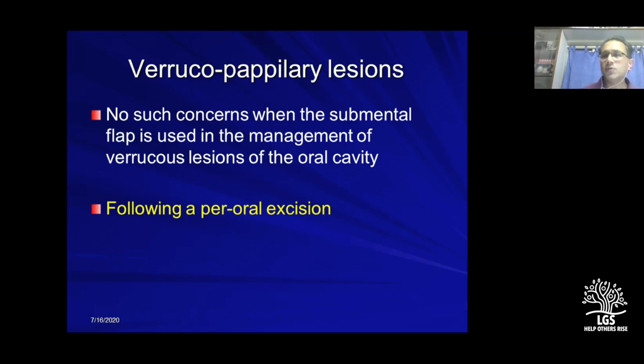So when you're using these flaps for the management of verruco-papillary lesions, per se, there is no diagnosis of invasive carcinoma. So you could possibly use these flaps reasonably safely in that setting. And you can use this flap especially when it is followed by a per-oral excision.